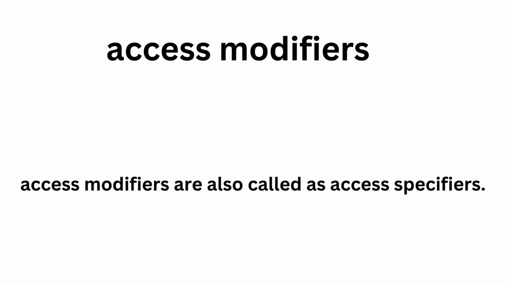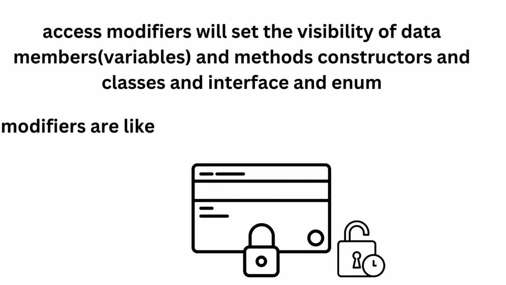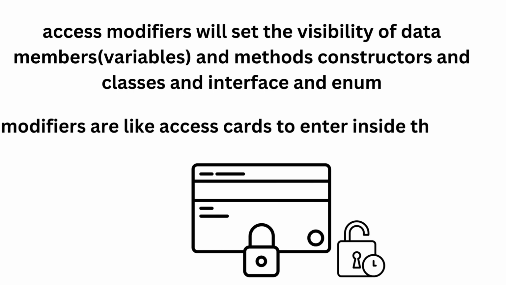Today I'm going to teach about access modifiers. Access modifiers are also called access specifiers, and come, let's dive into the topic. Basically, access modifiers are used to set the visibility for variables, methods, constructors and classes. Along with that, we can set visibility for interfaces and enum.